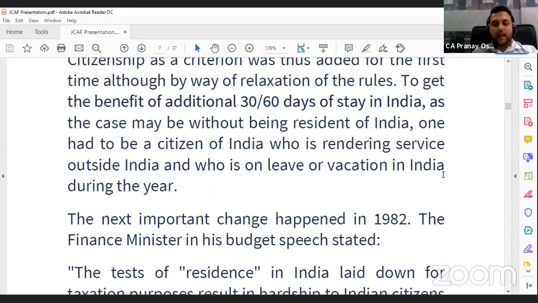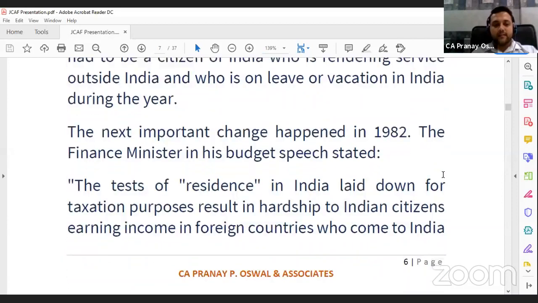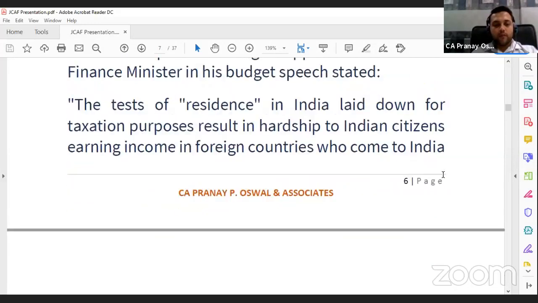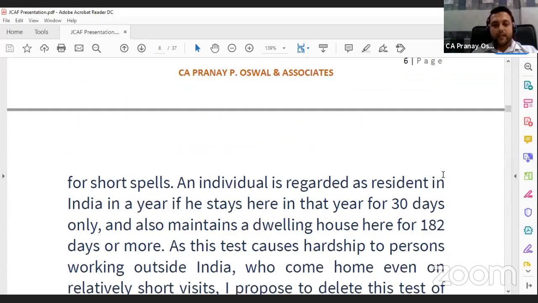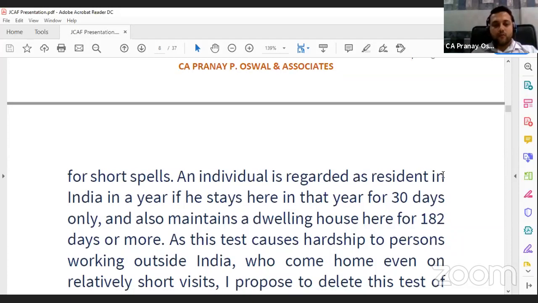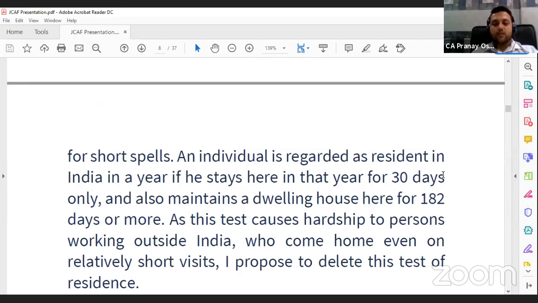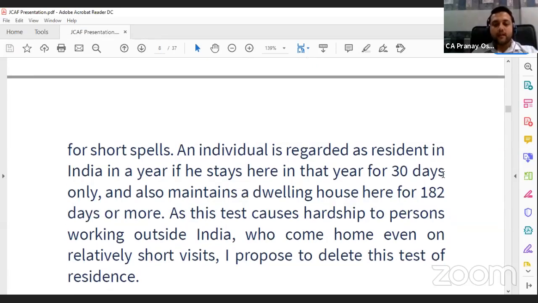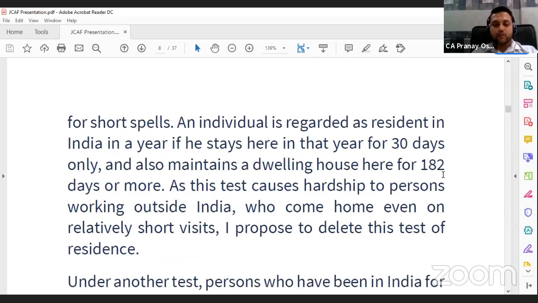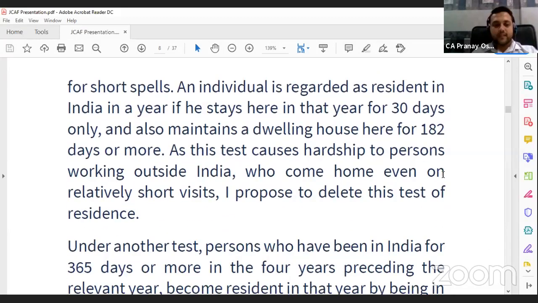The next important change happened in 1982. The finance minister in his budget speech stated that the test of residence in India, laid down for taxation purposes, resulted in hardship to Indian citizens earning income in foreign countries who come to India for short spells. An individual is regarded as resident in India in a year if he stays here in that year for 30 days only and also maintains a dwelling place or a house here for 180 days or more. As this test causes hardship to persons working outside India who come home even on a relatively short visit, I propose to delete this test of residence.